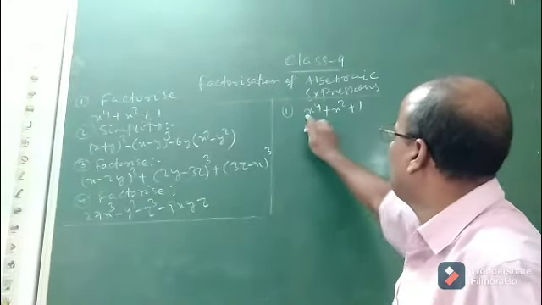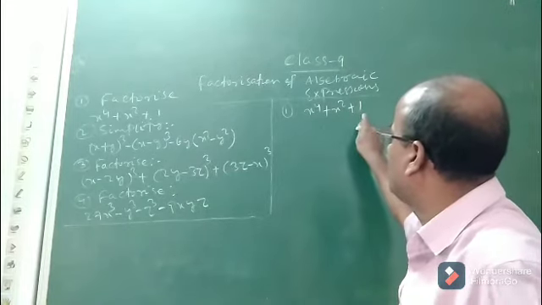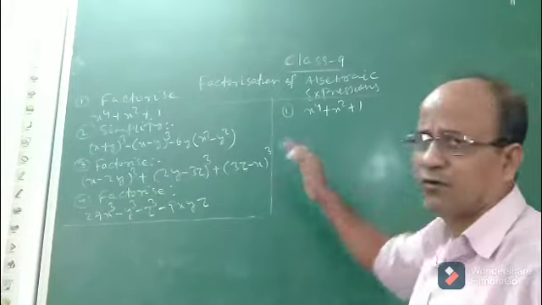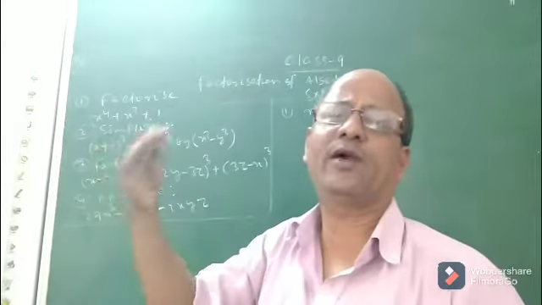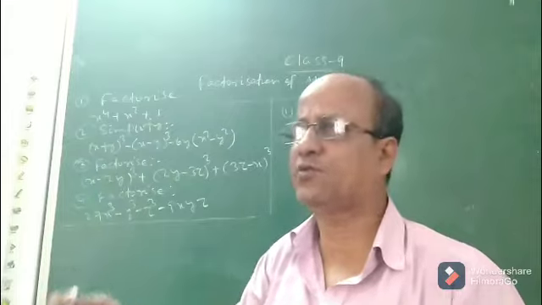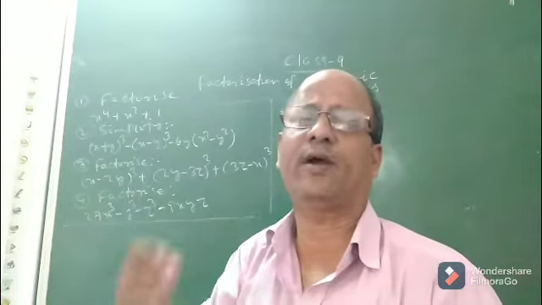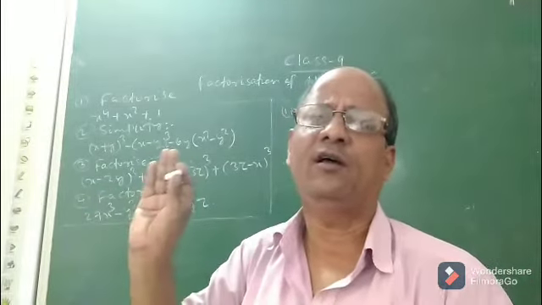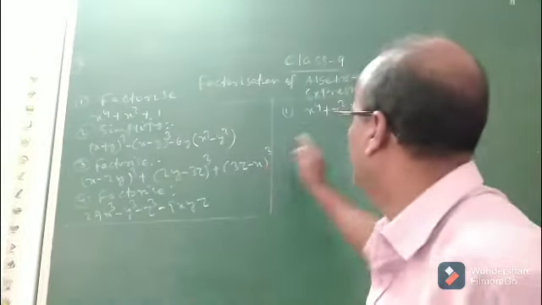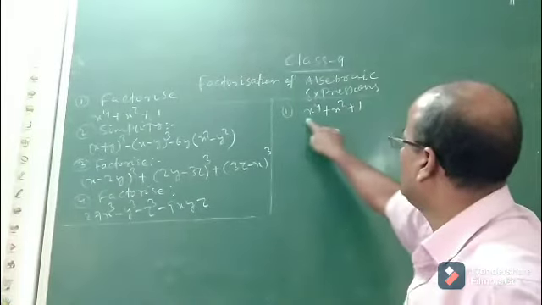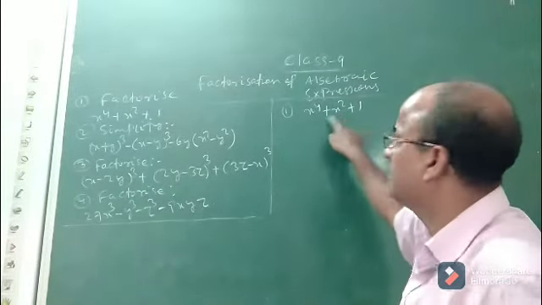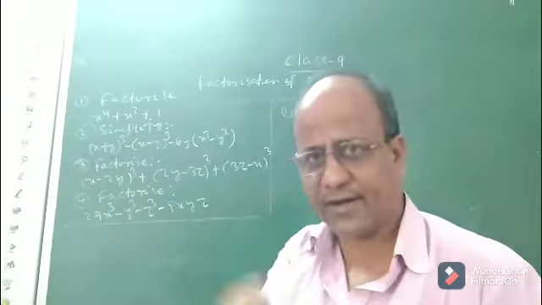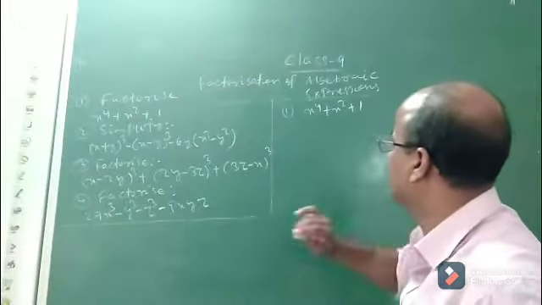See, children, if you look at this algebraic expression minutely, you will find that it is not in any form of identity. Whatever identities we have read: a plus b whole square, a minus b whole square, a square minus b square, then a cube plus b cube, a cube minus b cube, a plus b whole cube, a minus b whole cube. We know all the formulae of all identities. But this expression is not in the form of any identity whatever we have read. So how to then factorize this?